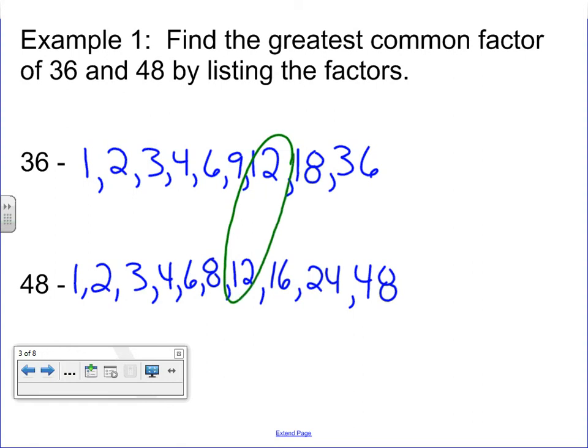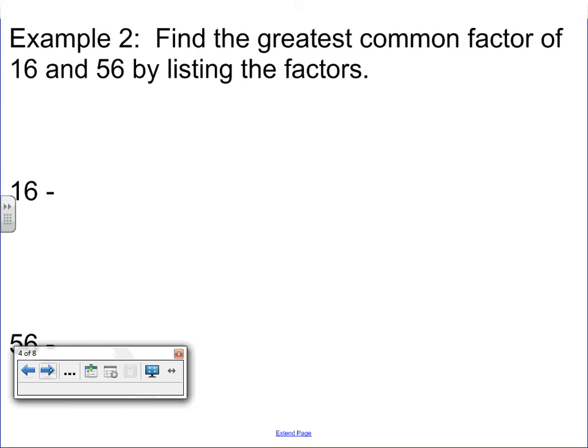Pretty simple, right? All I gotta do is circle them, or I can write it off to the side if I want to. I could also just write 12 and circle it off the side. But that's how you do it. That's how you find the greatest common factor with a list. Let's look at another example here.